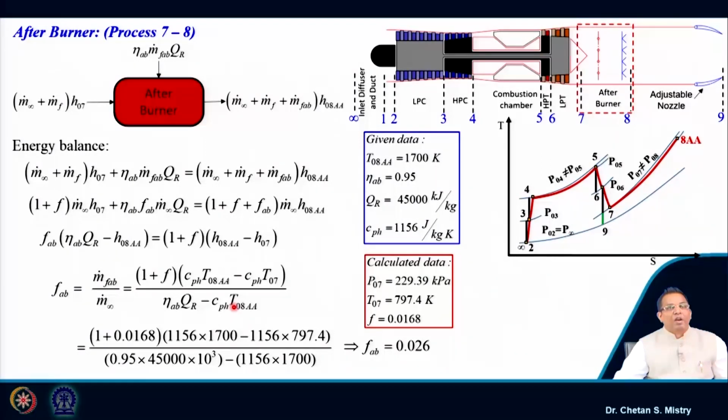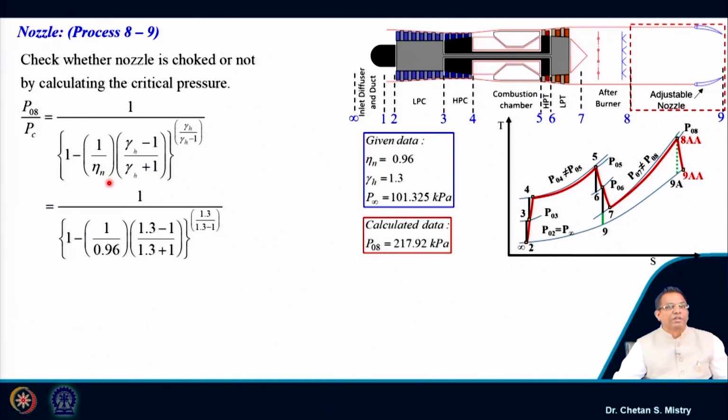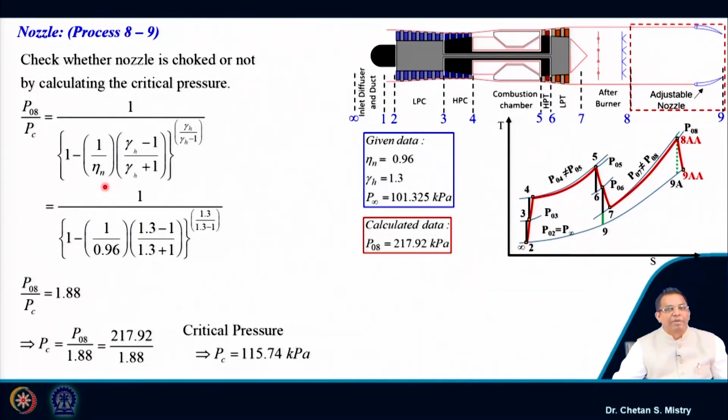Okay. Now, once we have done this calculation, our next component of interest is the nozzle. This nozzle expansion process is represented by 8 AA to 9 AA. Here we will be doing our calculation for the critical pressure, since this is the actual cycle and we have information about the nozzle efficiency. This nozzle efficiency is given as 96%. We will be doing this calculation, and it says my critical pressure by calculation is coming 115.74 kilopascal.